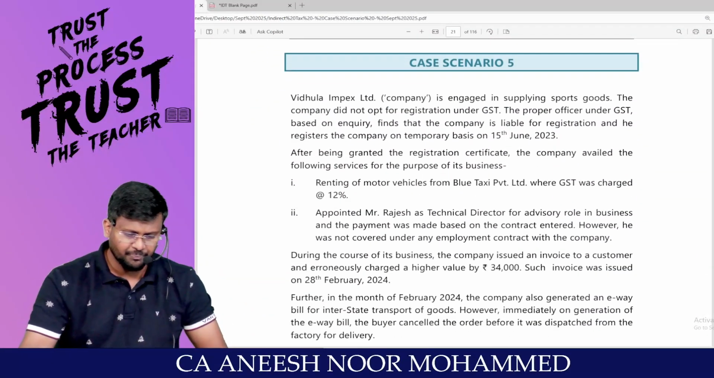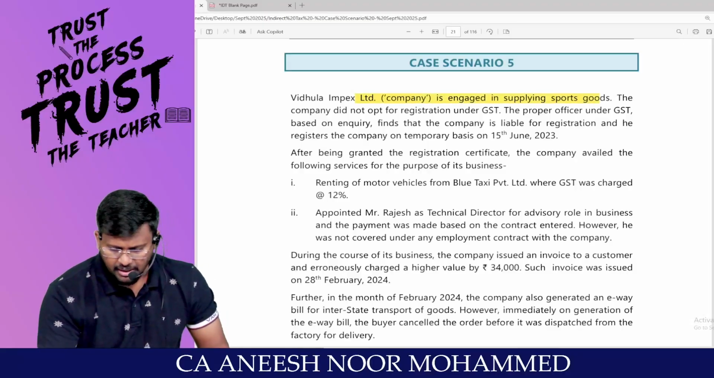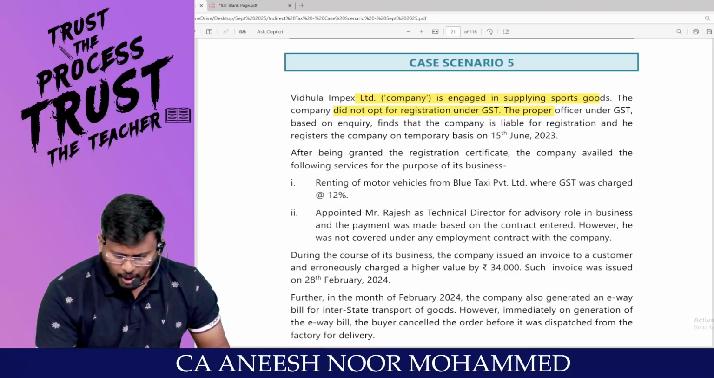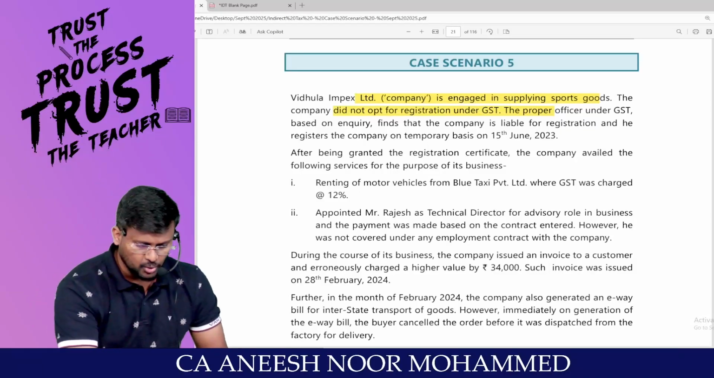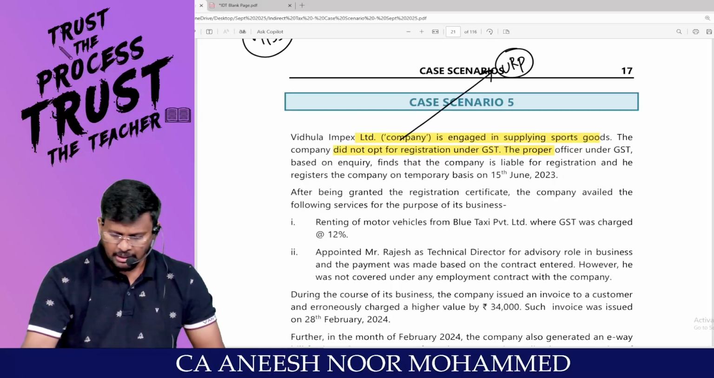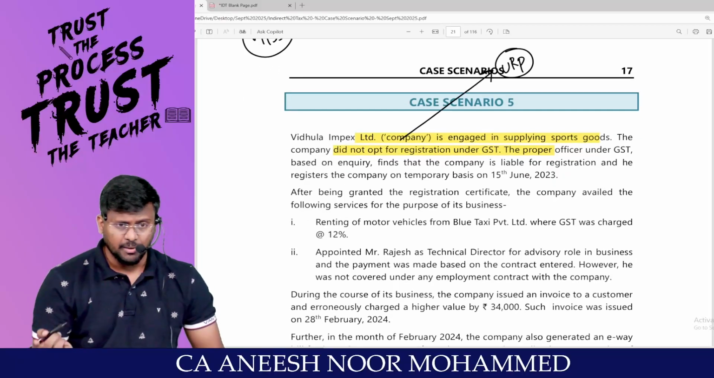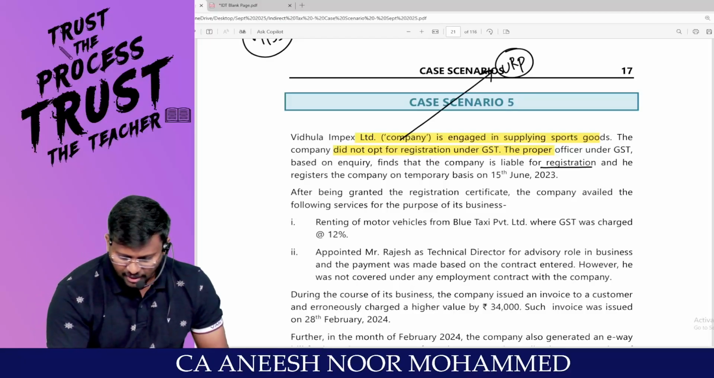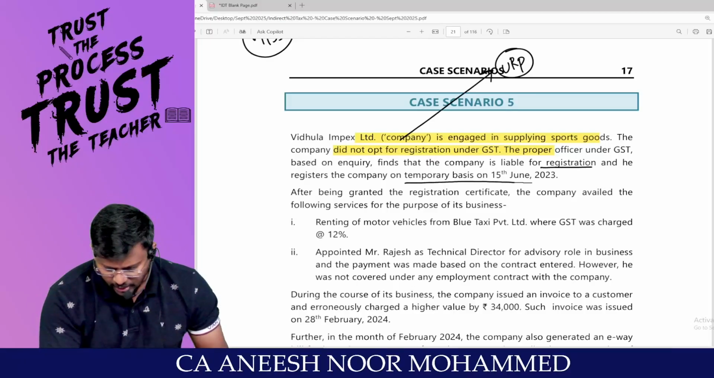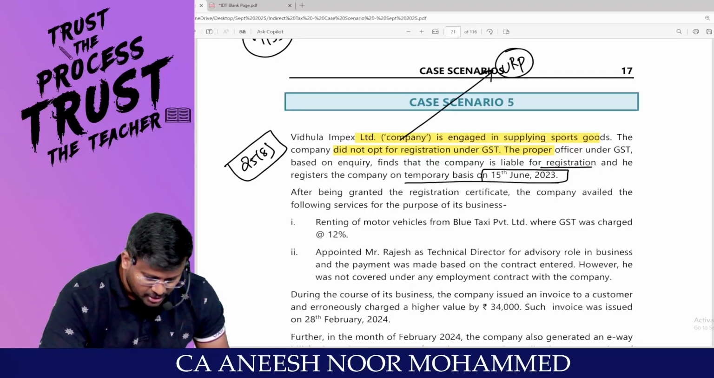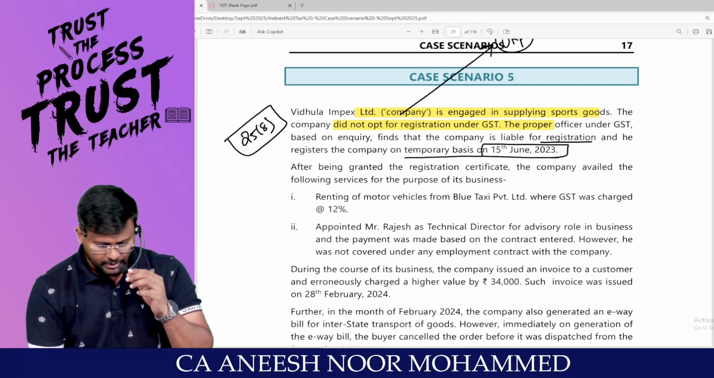Can I start reading? Vidula Imbex company is engaged in supplying sports goods. The company did not opt for registration under what? GST. So they are what person, man? Unregistered person. The proper officer under GST, based on inquiry, found that the company is liable for registration and registered the company on temporary basis on 15th June. So they are talking about section 25(8), that is temporary registration. Are you all really with me?